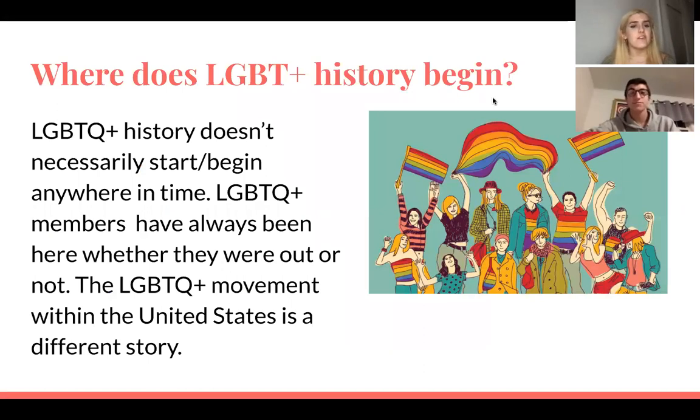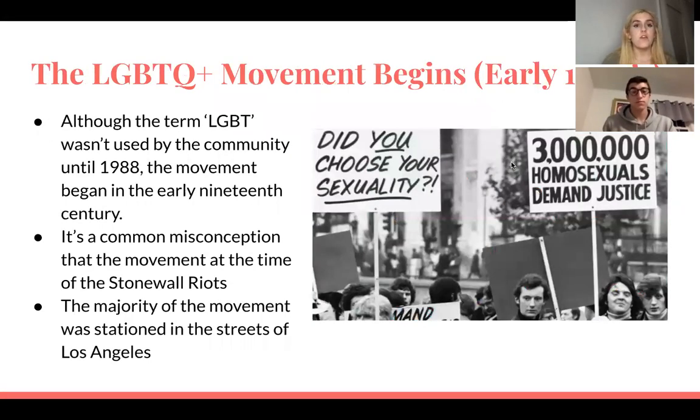There's not necessarily a point in time where LGBT history begins, as a lot of its members have always been here, whether they were out or not. We are going to be focusing specifically on the LGBT movement within the United States today. That began in the early 1900s. Although the term LGBT wasn't used by the community until 1988, the movement was very much thriving.